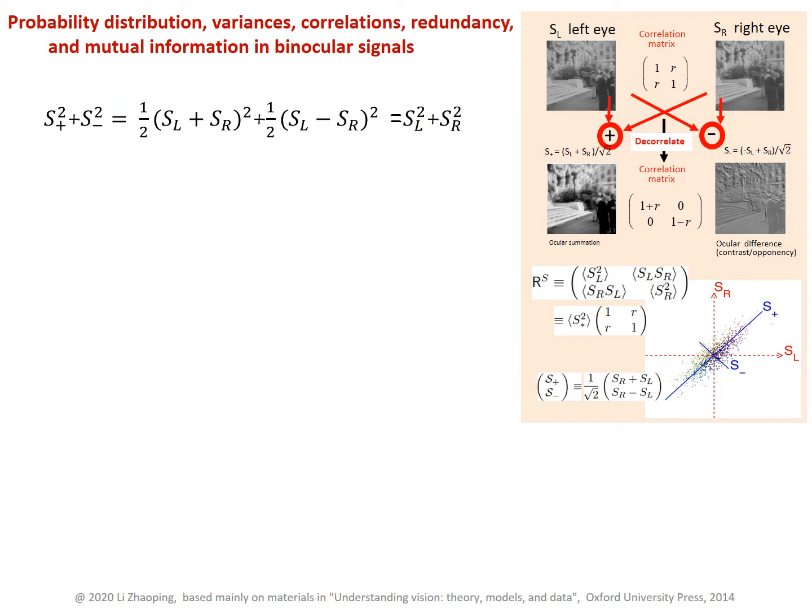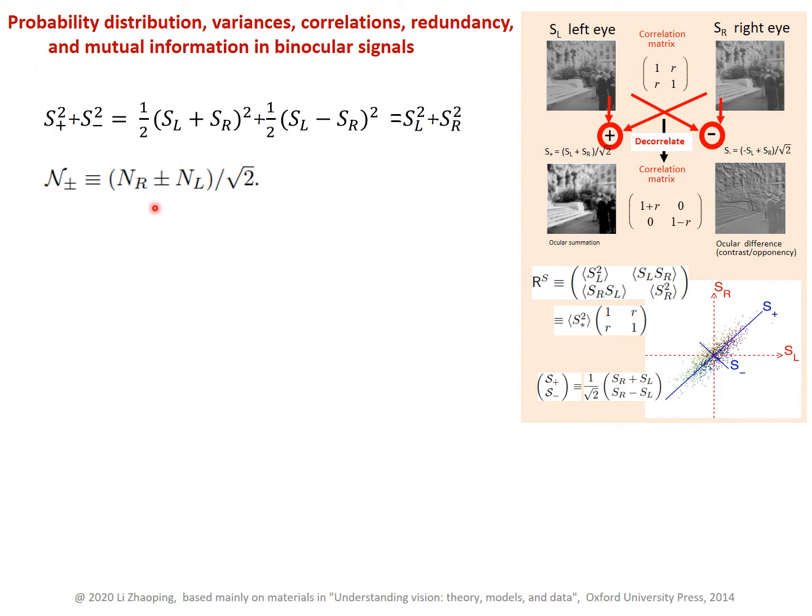We can calculate the summation of signal power, so S plus squared plus S minus squared. Just plug these formulas in, you find out it's equal to SL squared plus SR squared. So the summation of power in the new coordinate system is the same as the summation of power in the old coordinate system, and this is just a property of coordinate rotation.